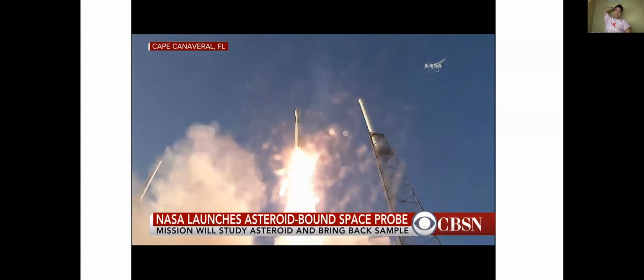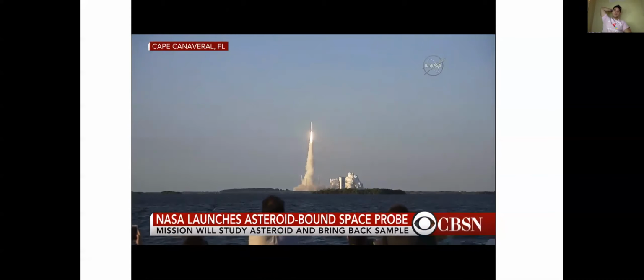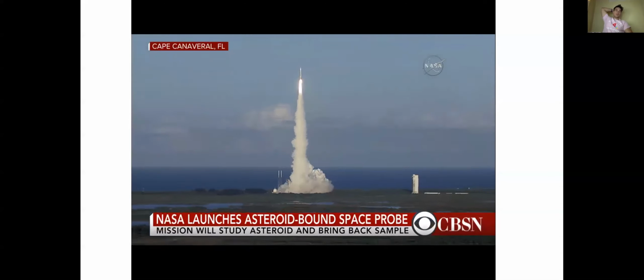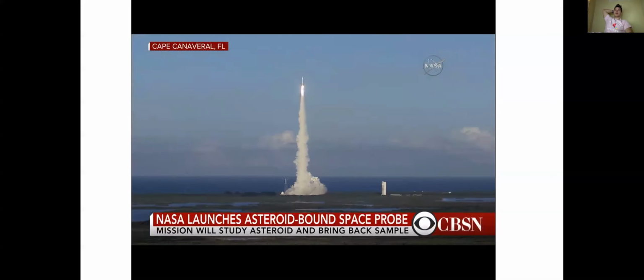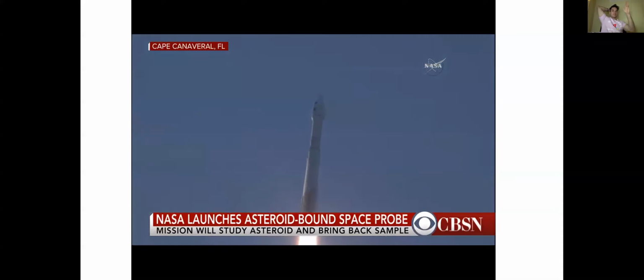And another fact is the reason why we have to make rockets and have such powerful fuel and thrust is that to get out of Earth's gravity, you have to have a lot of force going against our gravity to exit our gravity.